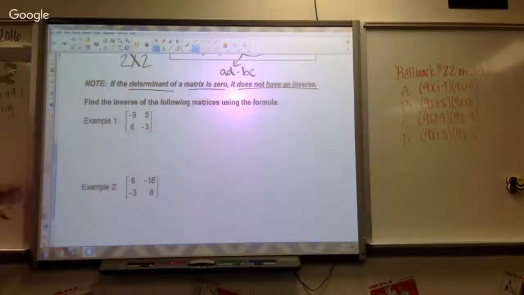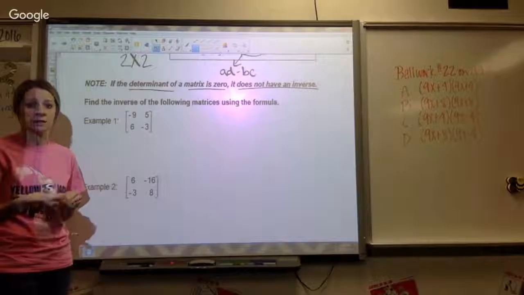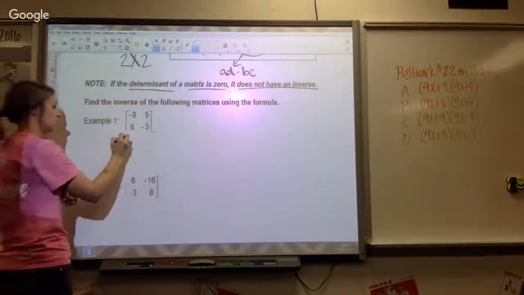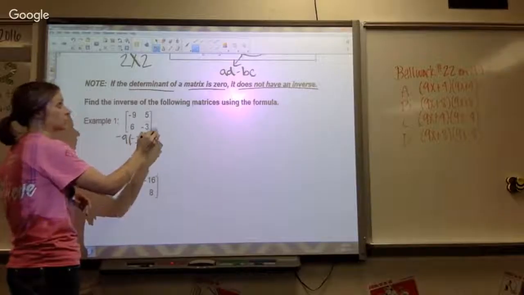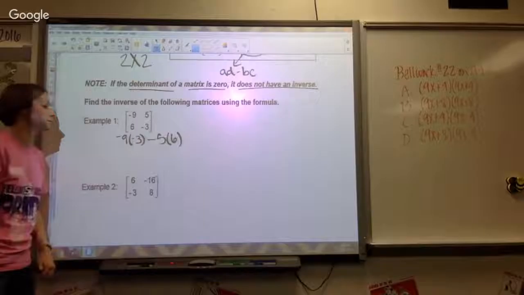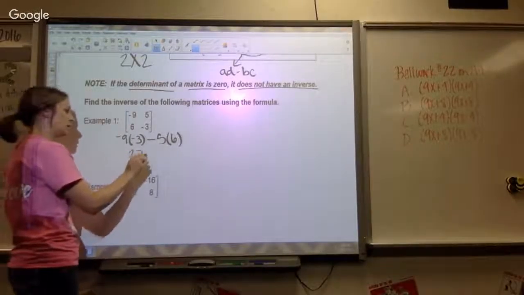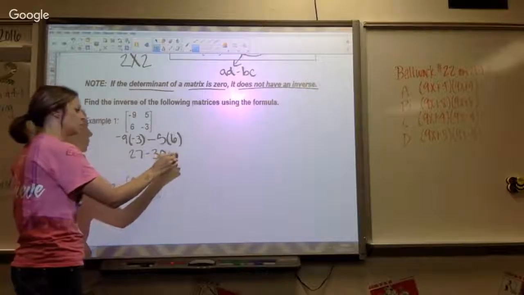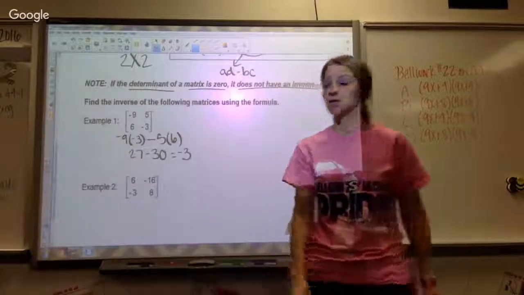Okay, so this first example, we're going to find the inverse using the formula. The first step in order to find the inverse is to find the determinant. So I'm going to do negative 9 times negative 3. Remember, you're subtracting, and then 5 times 6. So that would be positive 27 minus 30, which gives you a negative 3. So we found the determinant.